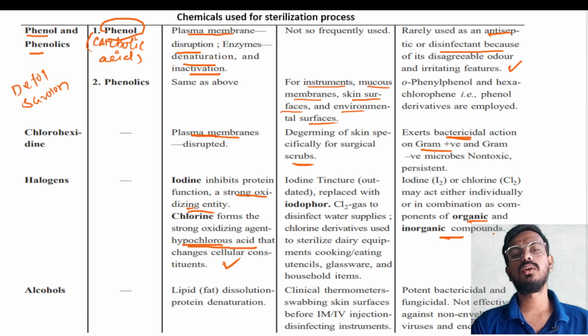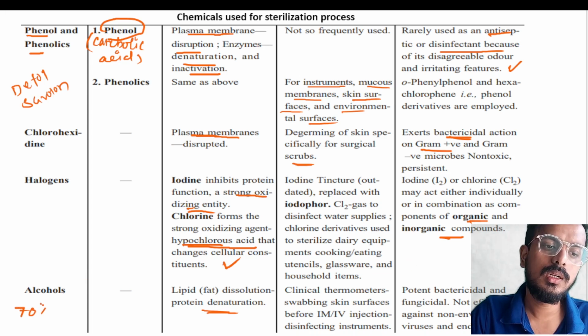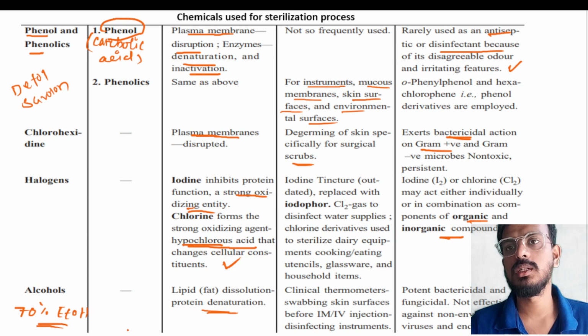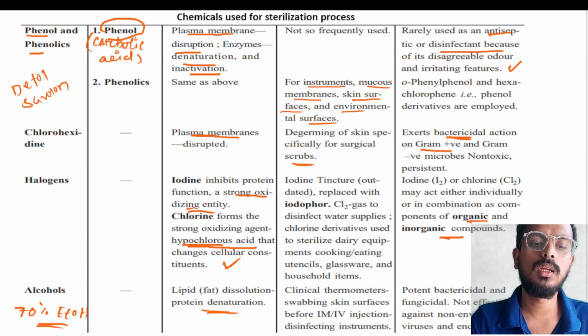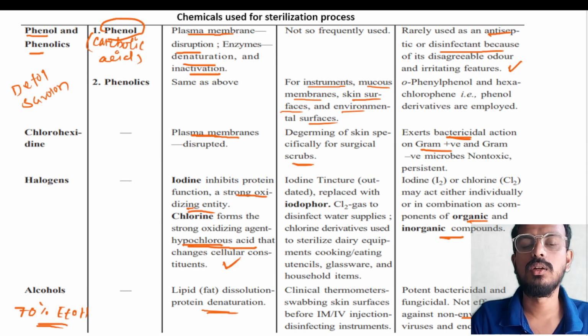Next, if we talk about alcohols, alcohols cause lipid or fat dissolution and protein denaturation. For clinical thermometer swabbing and such things, 70% alcohol is used. 70% ethanol is used for cleaning surgical instruments, thermometers, and tables where surgical processes are carried out. It is a potent bactericidal and fungicidal, but not effective against non-enveloped viruses and endospores.